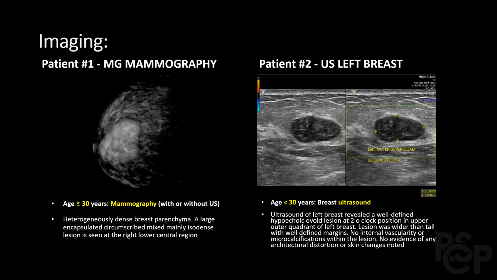Now compare this to patient two. She is our 27-year-old woman who, as we mentioned before, is under 30. So she's going to get a breast ultrasound instead of a mammogram. Her ultrasound shows a left breast with a well-defined hypoechoic ovoid lesion at the 2 o'clock position in the upper outer quadrant of her breast. The lesion is wider than it is tall, and it has well-defined margins. There's no internal vascularity or microcalcifications, and there's no evidence of any architectural distortion or skin changes.